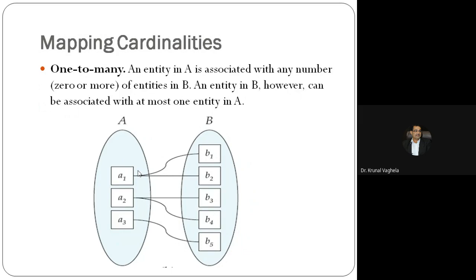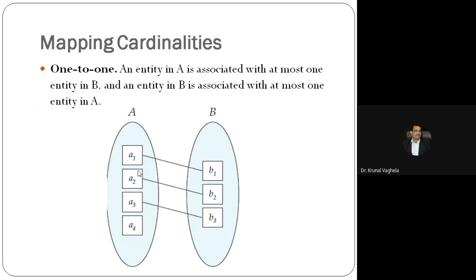You are telling in this one-to-one, if there is an empty entity in B, it is allowed, either in A or in B. 0 is allowed on both sides, but not more than one. Right? 0 is allowed. Not more than one. Any doubt, any query, anyone?